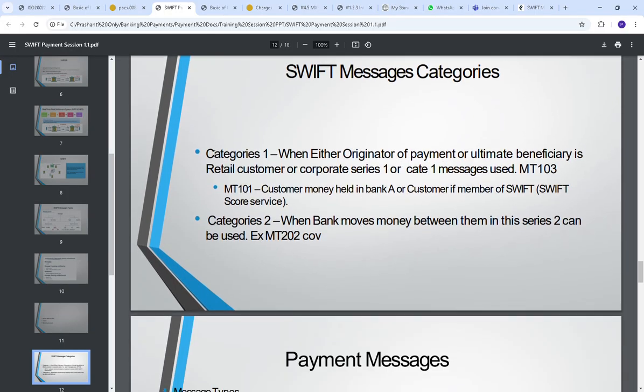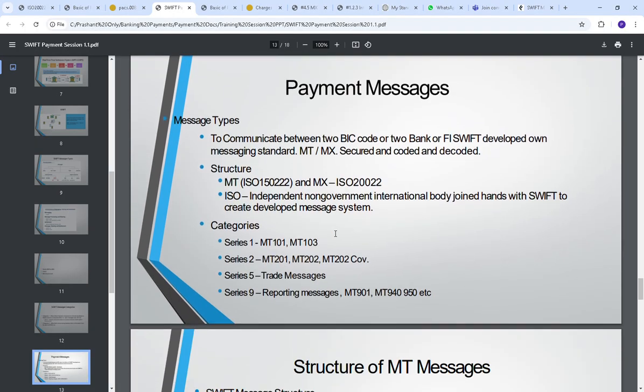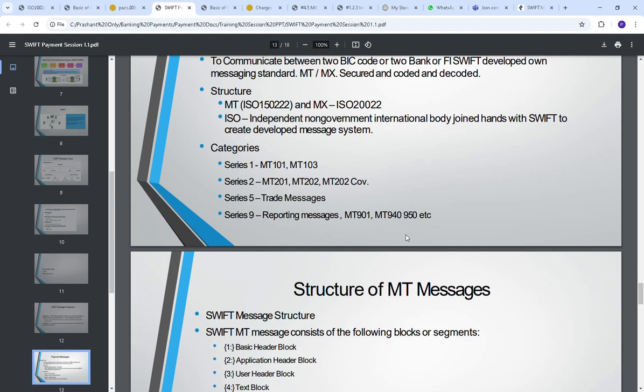We have already discussed which messages are category one and category two, and we are going to study these in some time. Today I will start with the MT101 and MT102 messages. To communicate with the big code, we already studied this. We have a migration project going on, ISO 15022 to ISO 20022. ISO is an independent international body, and SWIFT follows it. The message categories we are going to study are series 1 and series 2, MT101 and MT102. Trade messages and reporting messages we are not going to study.